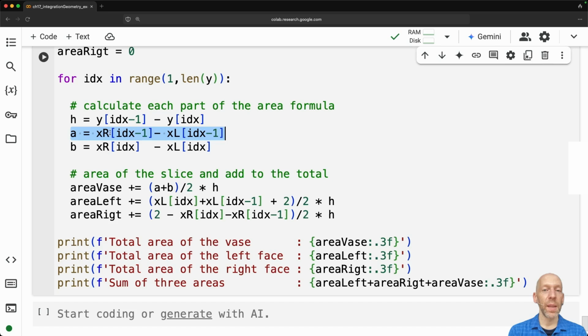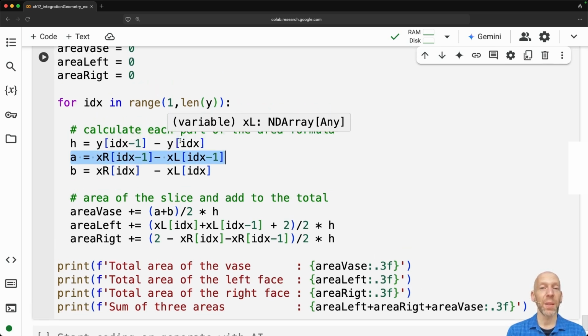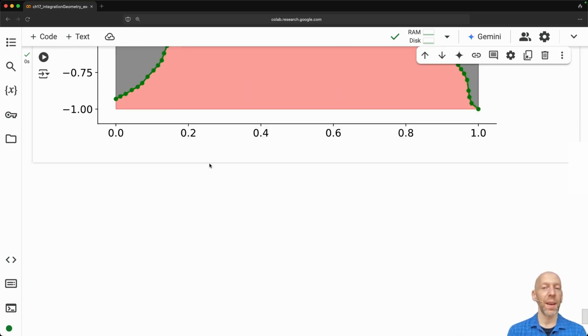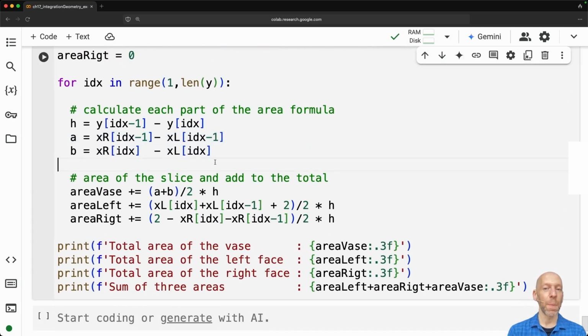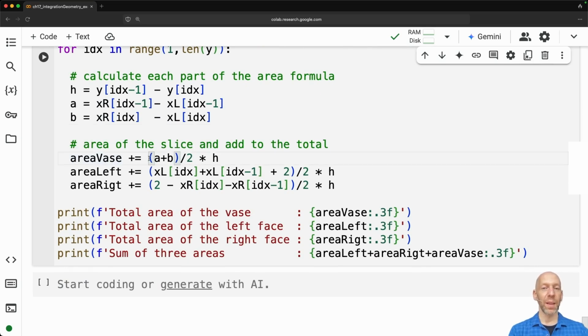And then here is delta y, but this is not just for the right face. This is for the difference between the right and the left face. So the difference between this point and this point, for example, for each of these corresponding indices. Okay, so then we can calculate the area of the vase as being the base times the average of the heights. Here again, for the areas of the left and the right faces, yeah, this is also the average.